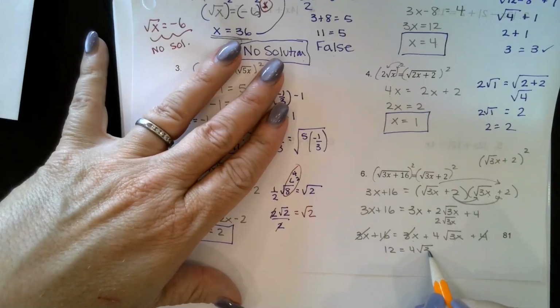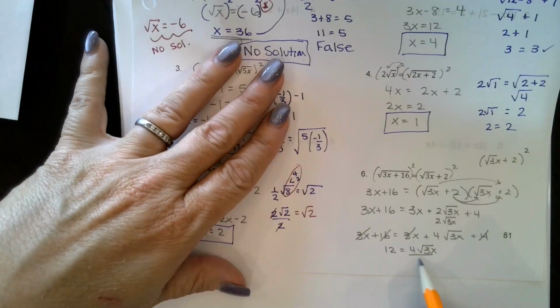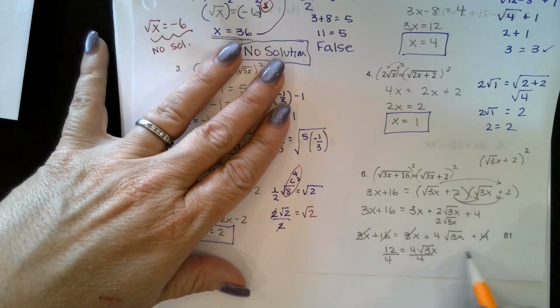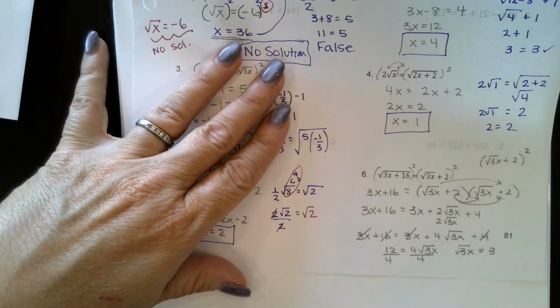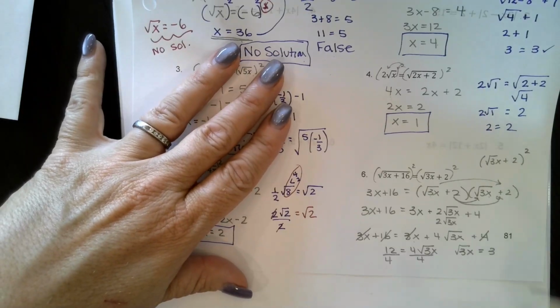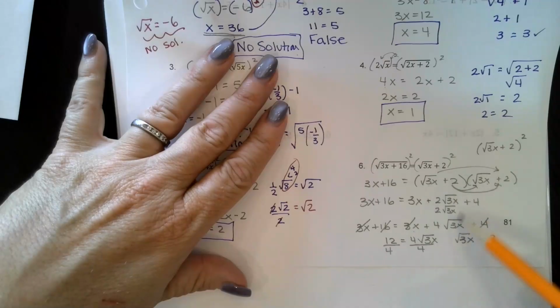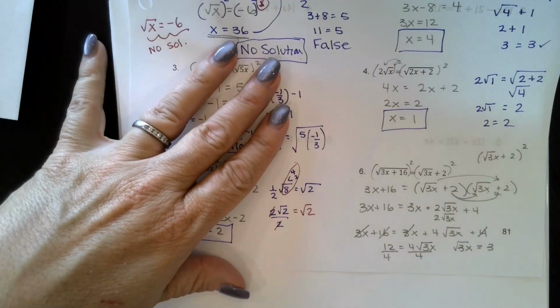Okay, I'm going to do one more thing. I'm going to divide this by 4, and I get the square root of 3x equals 3. Okay, so now what I have is a standard radical expression. So I had to go through it one time, and now I have to do it again.